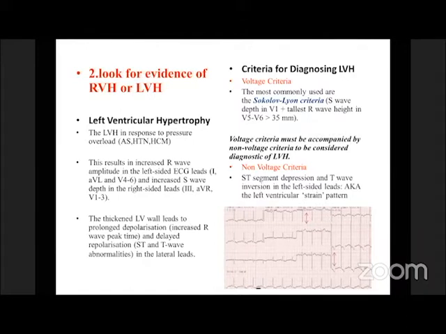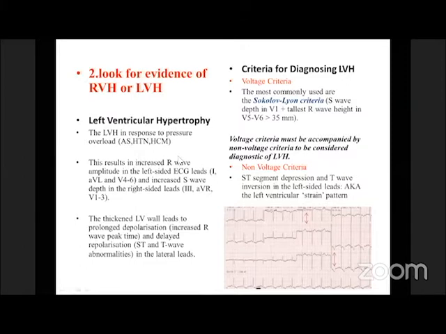And then another morphological abnormality is right ventricular hypertrophy or left ventricular hypertrophy. Starting first with left ventricular hypertrophy, it usually occurs when there is fixed or dynamic obstruction to the LV, as in aortic stenosis, hypertension, or hypertrophic cardiomyopathy. This results in increased R wave amplitude in the left-sided ECG leads, I mean in lead 1, aVL, V4, V6, and increased S wave depth in right-sided leads, like lead 3, aVR, V1 to V3.